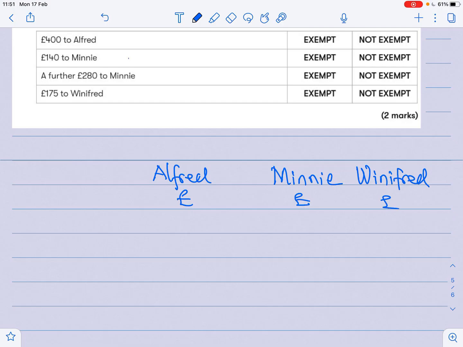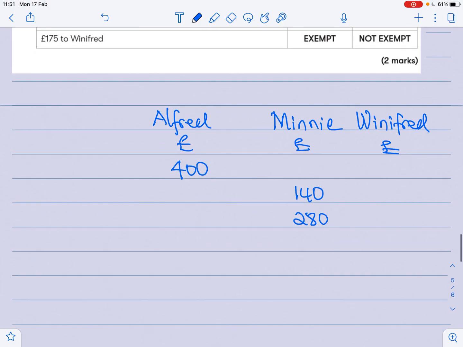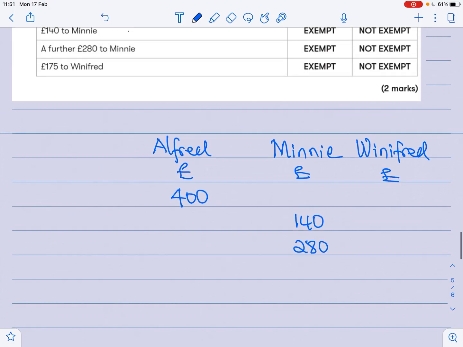So these are three individuals. We want to put down the total amount that each one of them received in the tax year 2023/2024. Alfred received £400, and Minnie first received 140, later also received 280. Okay, now what about Winifred? Winifred received 175.